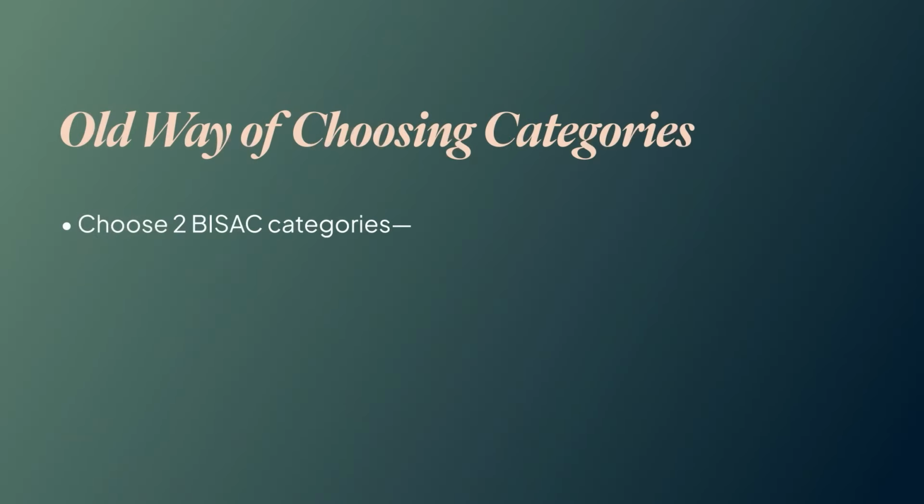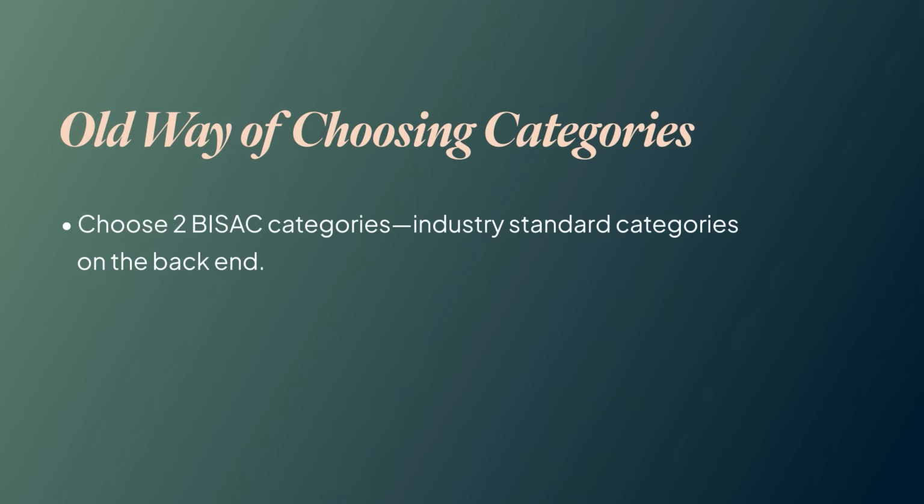Now, if you've been publishing on KDP for a couple of years or more, you'll know that there was an old way of doing categories where on the back end, when publishing your book, you would choose 2 BISAC categories for your book to be placed into. And BISAC categories are really just industry standard categories so that Amazon would know whereabouts to place your book.